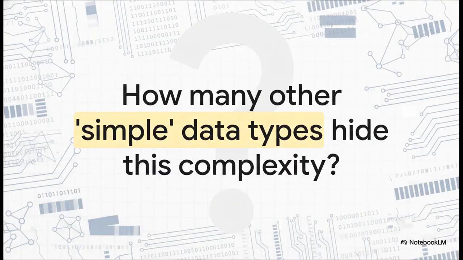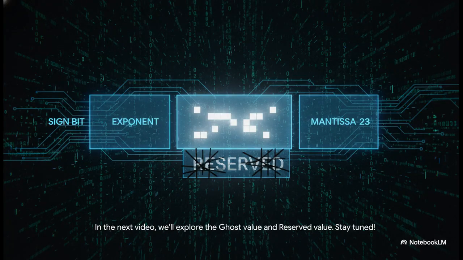It really makes you think, doesn't it? I mean, if a simple float is hiding all this complexity, what other simple data types have their own strange architectures and hidden traps waiting for us, right under our noses? In our next explainer, we're going to continue down this rabbit hole. We'll explore the even weirder concepts of the ghost value and reserve values in the IEEE 754 standard. So stay tuned.